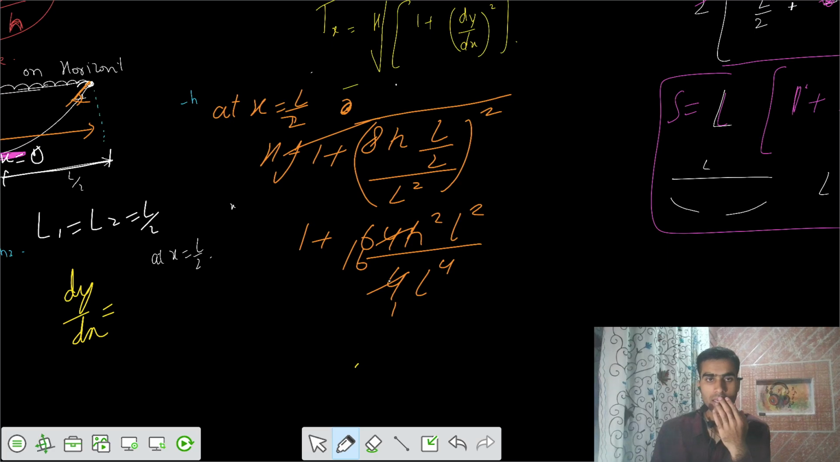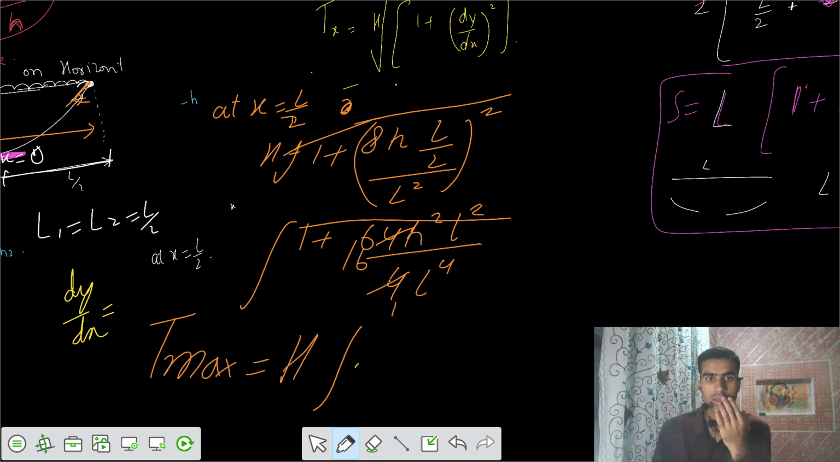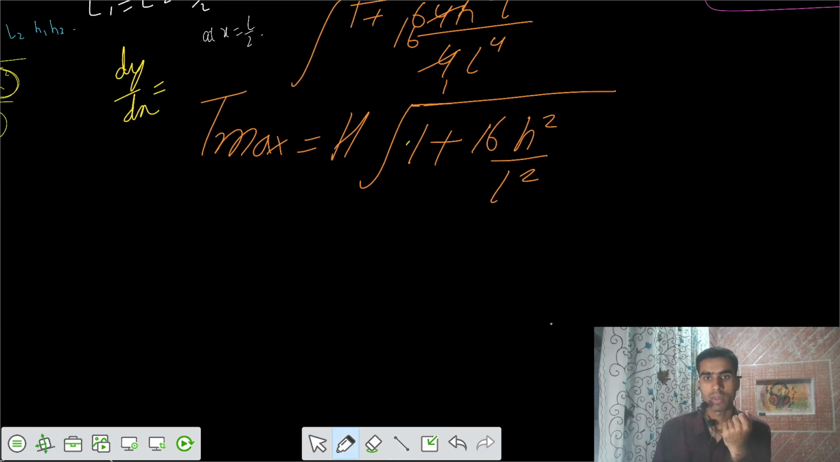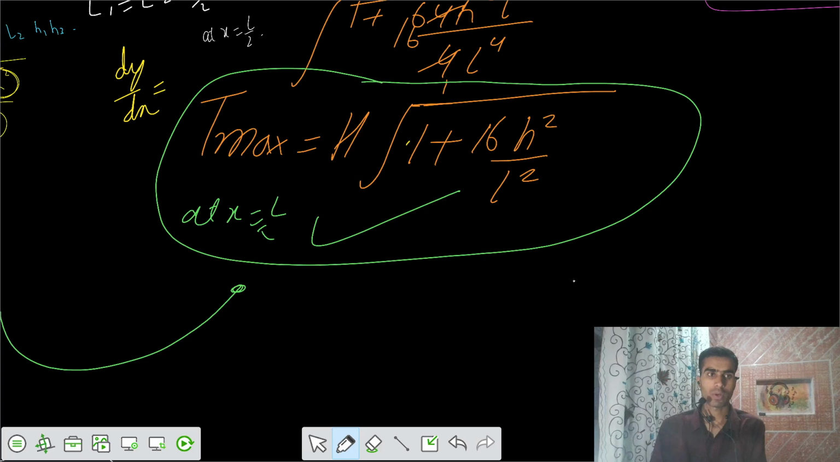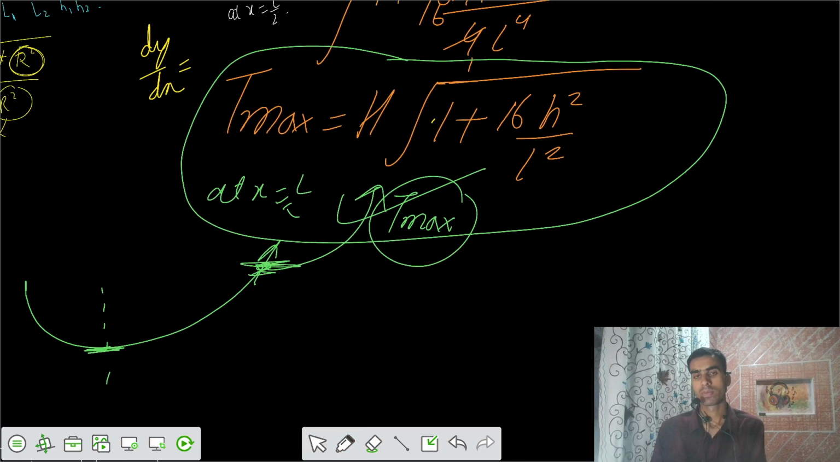So finally I would get a value of T at T maximum equals to S times root of 1 plus 16 s square by L square. So this is your standard equation for T max. This is at x equals to L by 2, that means at the support end. From the center the slope was 0, here the slope is maximum. Because of that, we have tension in the cable as maximum at the support level, T max.